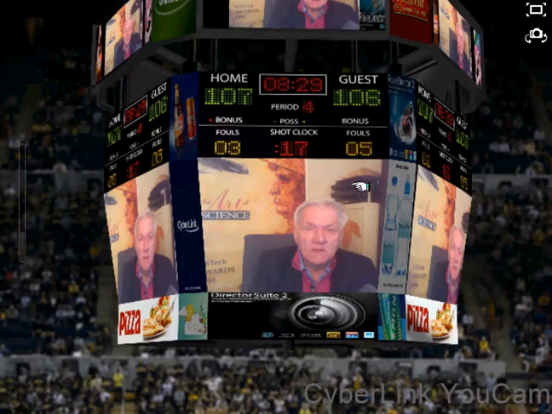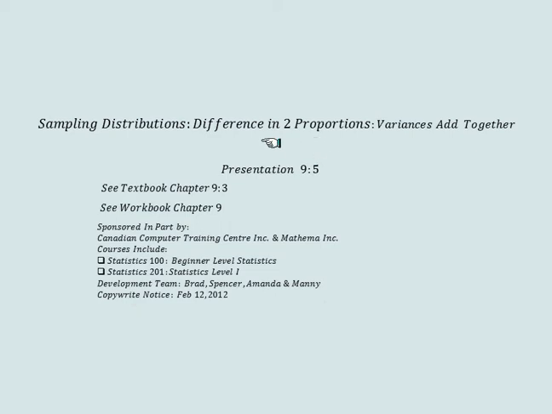Today's topic is the test of two proportions, and this is presentation 9.5. We're going to focus again on the notion of the variances add together, and the contents of this material contained in your textbook and workbook in chapter 9.